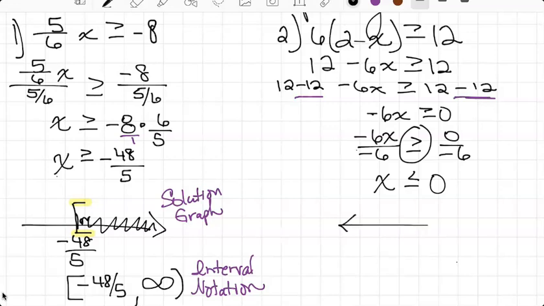So if I need the solution graph, I'm marking my 0. This time I'm saying x is less than 0. That means x is smaller than 0. We find the smaller than on the left. It says or equal to, so I'm going to make certain I have the bracket which has the or equal to in it. That would be our solution graph.